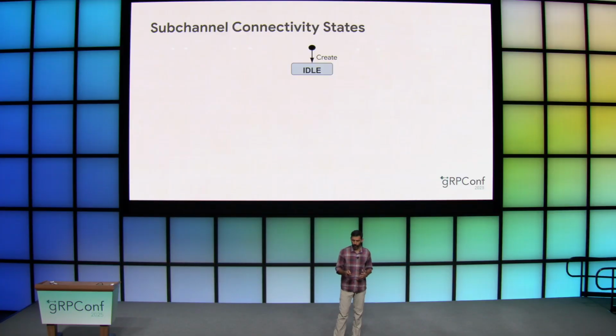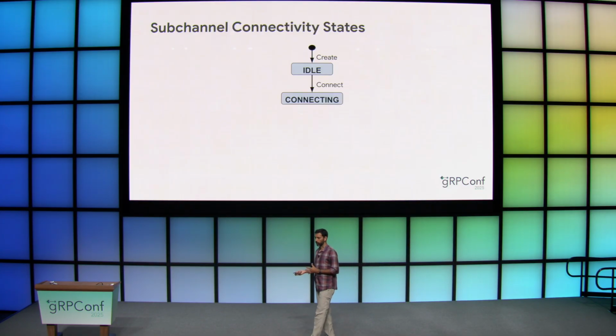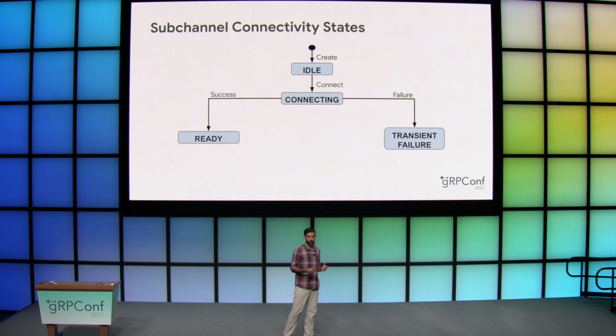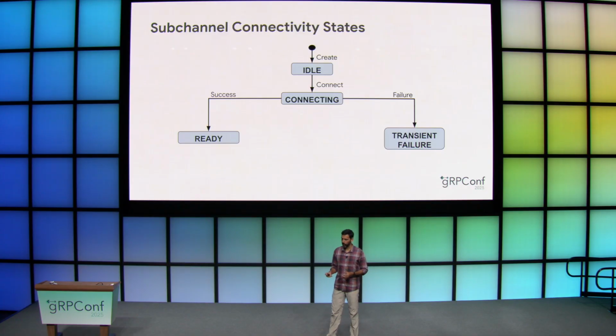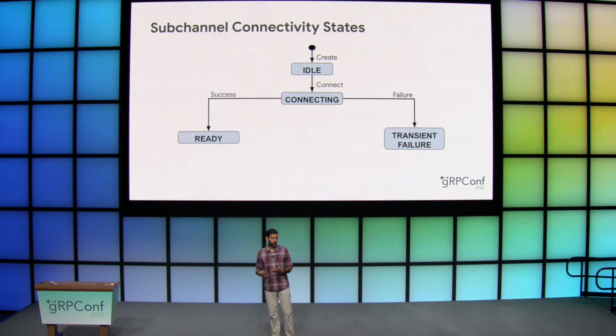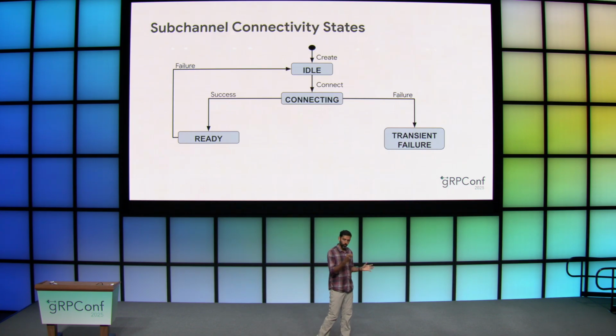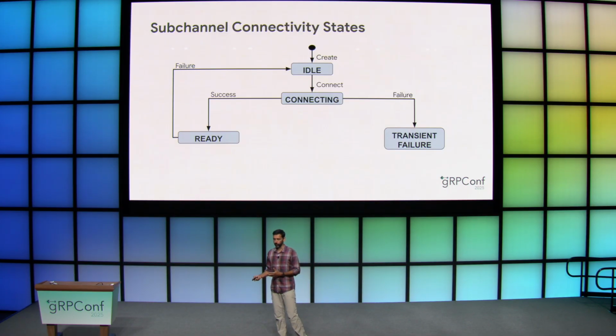All subchannels start off in idle, and it's only when the LB policy asks it to connect that it moves to connecting. And from connecting, it could move to ready or transient failure based on whether the connection attempt succeeds or fails. Subchannels in ready state have a working connection to a backend server. When that connection fails, these subchannels move back to idle. And at that point, it's up to the LB policy again to start reconnecting on that subchannel.